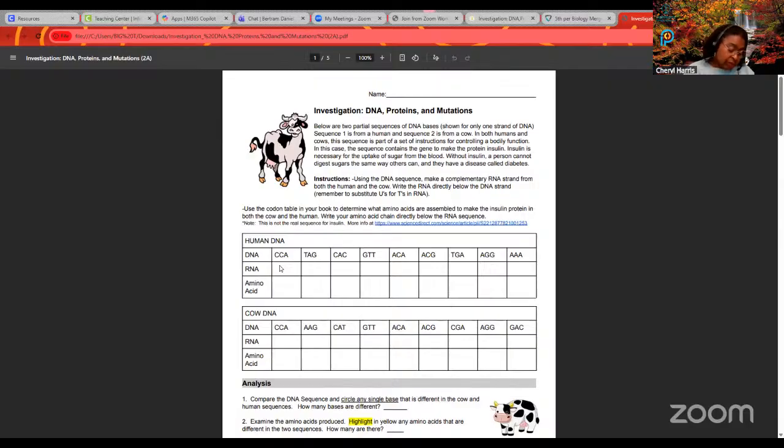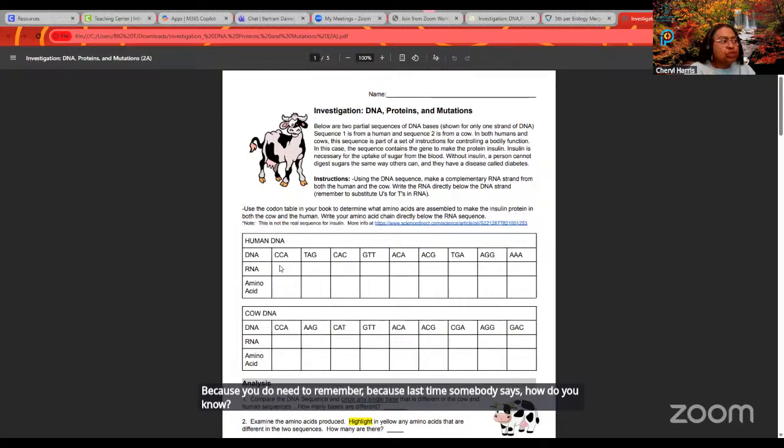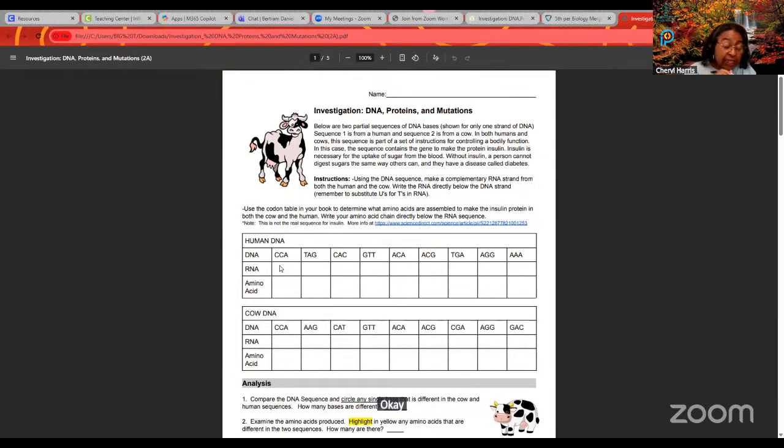Our C is always going to match up with G. I saw somebody, I don't know whether it was this class or my other class, put their complementary pairs on the worksheet so they don't forget. Because you do need to remember. Last time somebody asked, how do you know? You know because you're supposed to know. I always know that G goes with C and A goes with T, unless it's RNA, then it goes with U. T always goes with A.